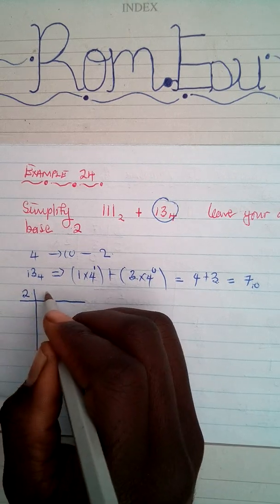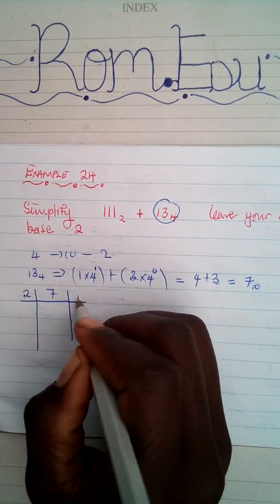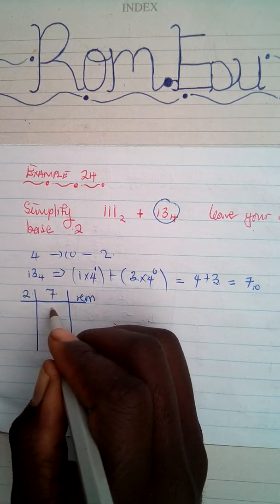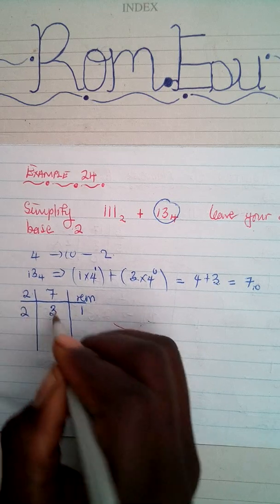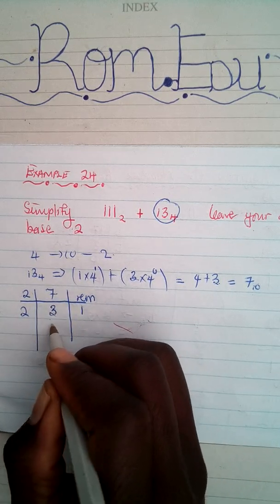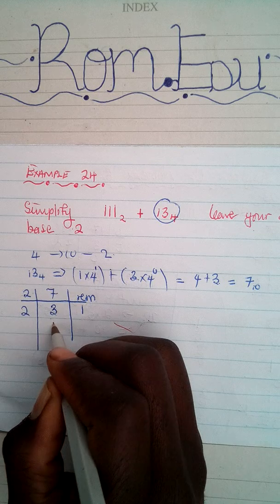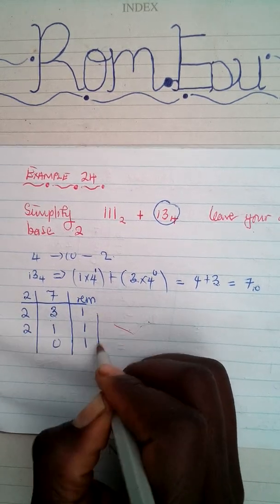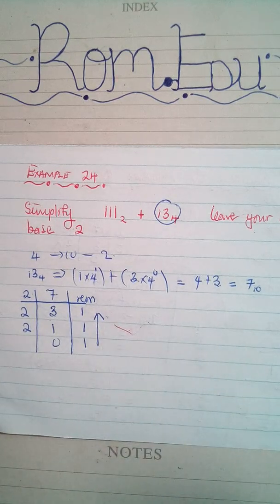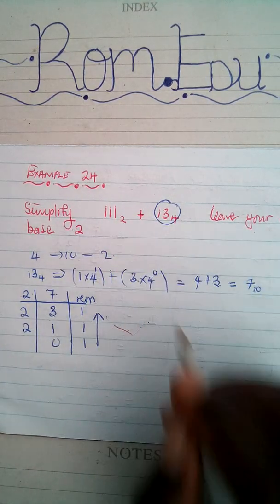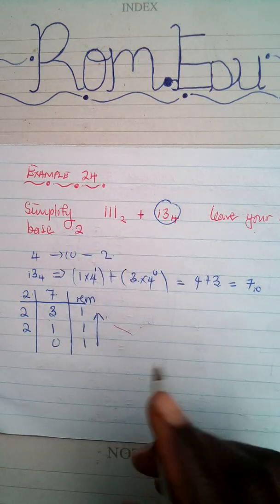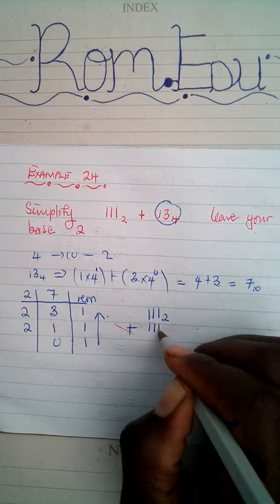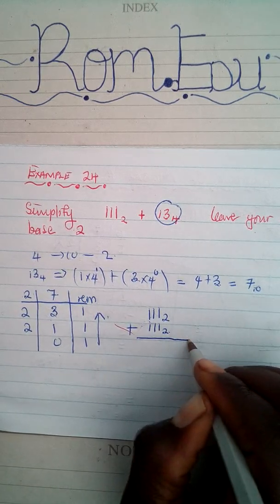I want to change it to base 2. I have a 7. I write my remainders here. 2 into 7, that's 3 times remainder 1. 2 into 3, that's only once remainder 1. 2 into 1, that's 0, remainder 1. Then I write it. So it's actually like 1 1 2 plus 1 1 2, right?